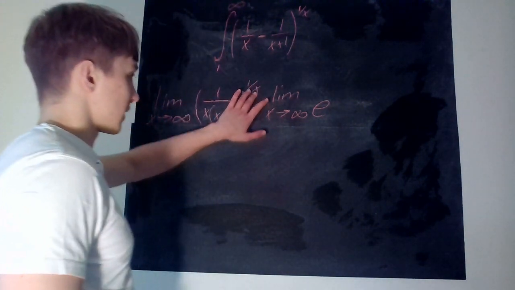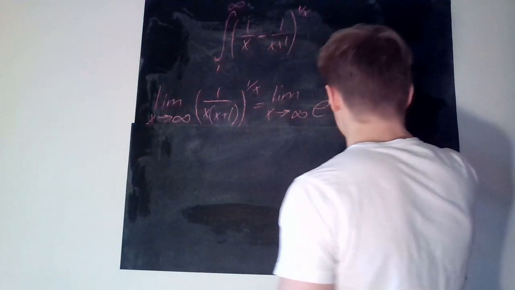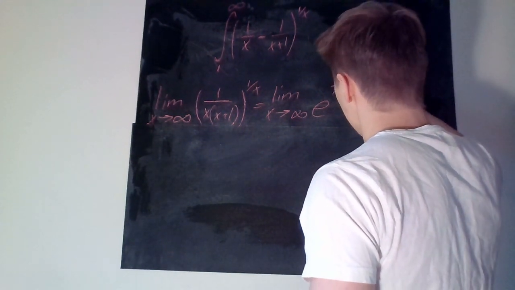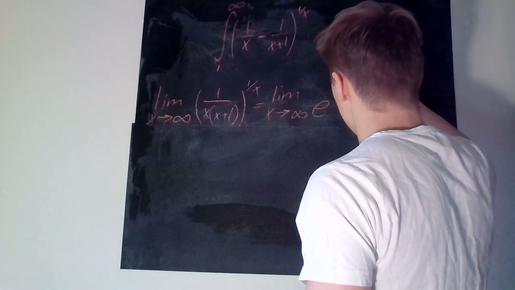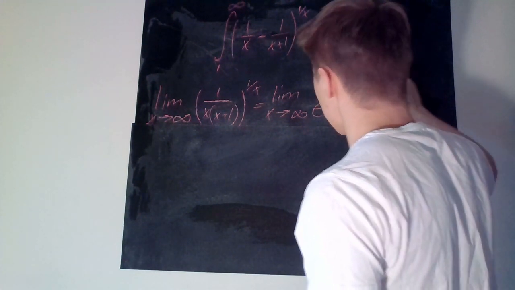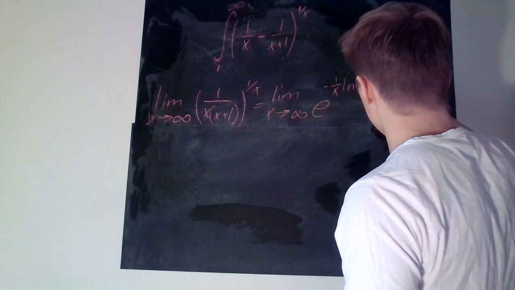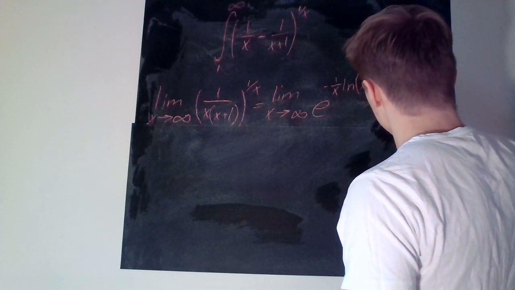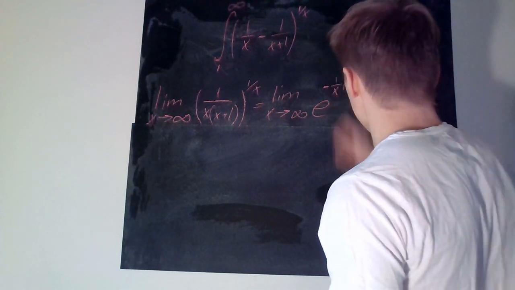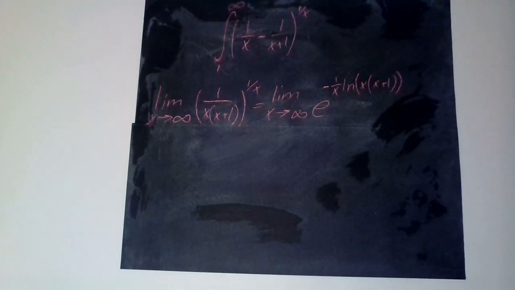So therefore we have an exponent, so we move that out. So we just have 1 over x times ln of 1 over, so yeah, we can write the minus here instead. So there we have ln of x times x plus 1. So this is our thing here.